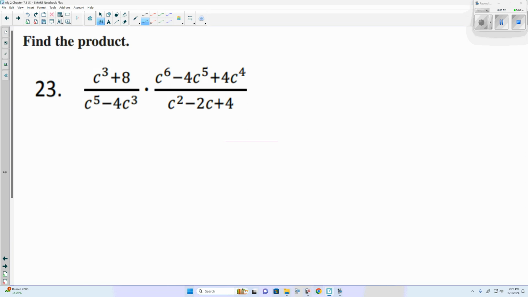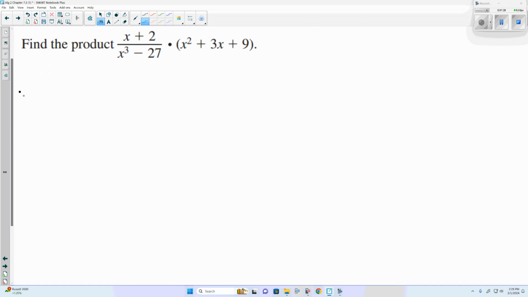23 and 24, I believe, aren't too much different than the other ones. They just have a few more steps to them. Factoring c cubed plus 8 and c to the 6th minus 4c to the 5th plus 4c to the 4th. These all took a few more steps in factoring than the previous ones we did before. But other than that, it's exactly the same as the rest. We factor them and we cancel out what's in common.